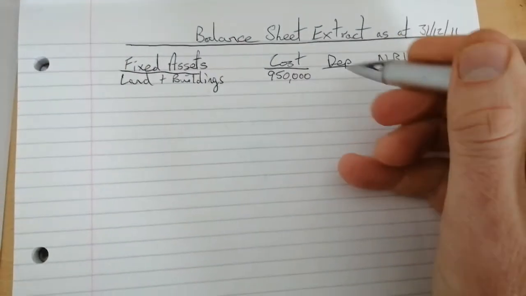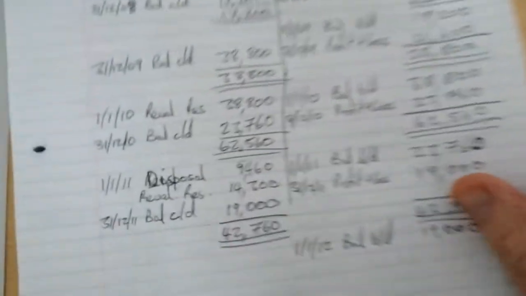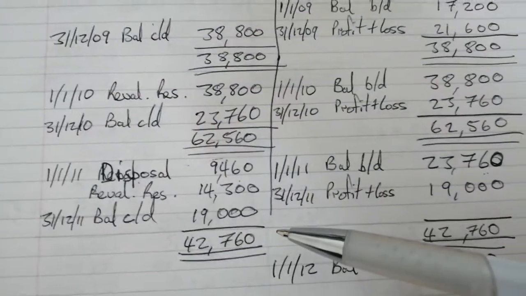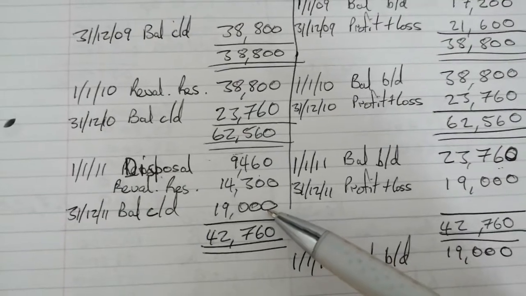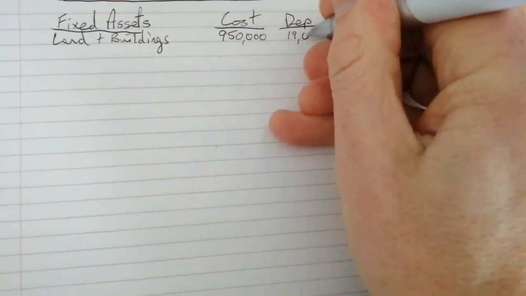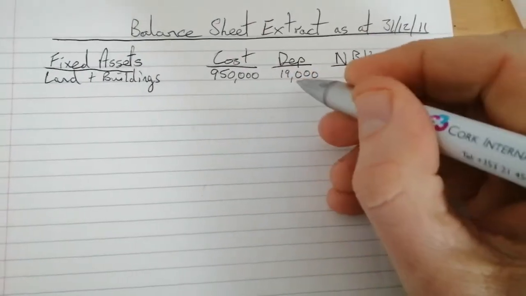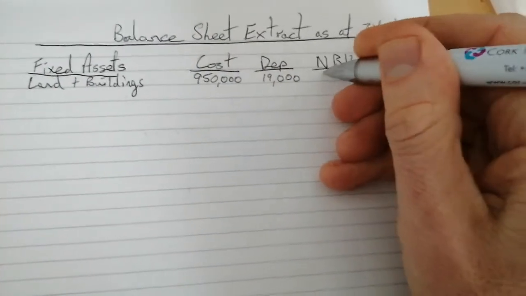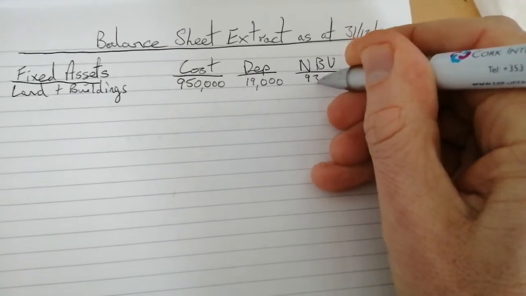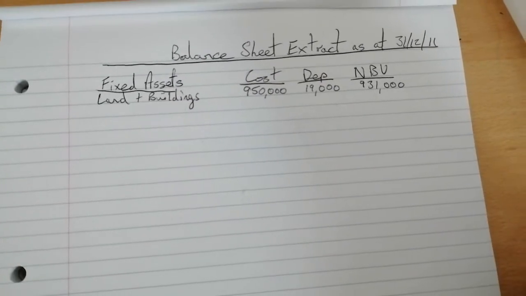If you want to know what the total aggregate depreciation is at the end of 2011, you go to your depreciation account, the 2011 depreciation account, and you check what your balance carried down, and in this case it's 19,000, okay, at the end of 2011, so 19,000. And then your net book value, well, you don't have to get that from somewhere else. You can just say cost minus depreciation gives you net book value, so that would be 931,000, isn't it? Okay, and that's it for the fixed assets part of the balance sheet extract.